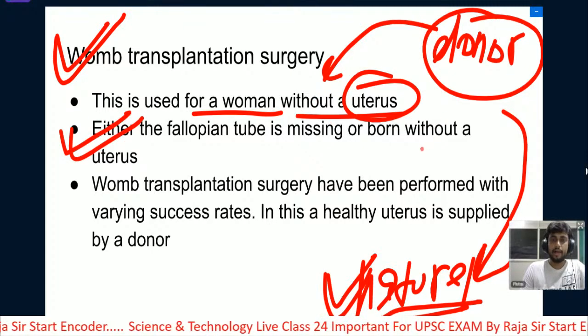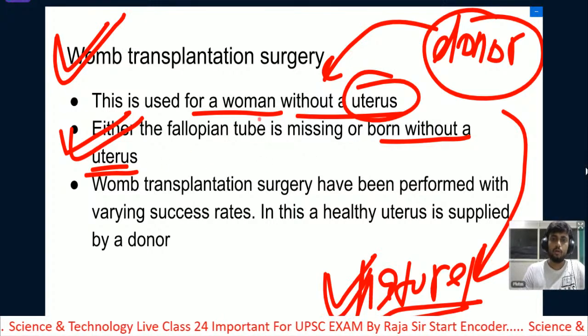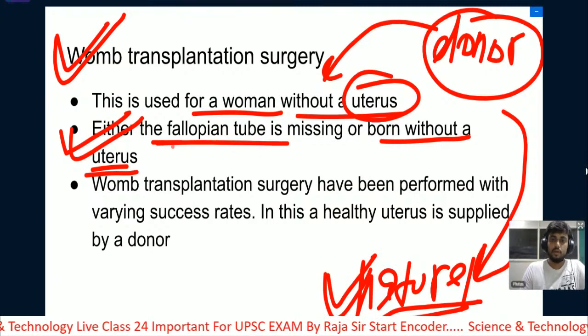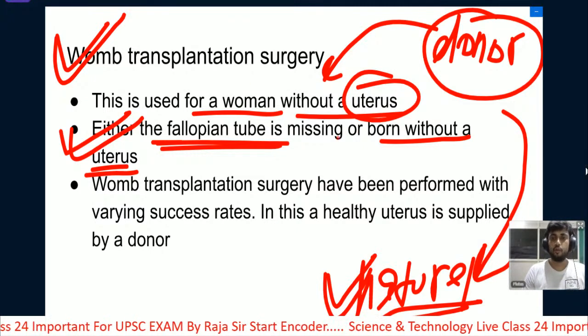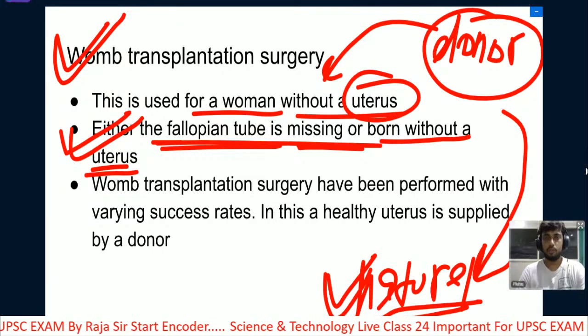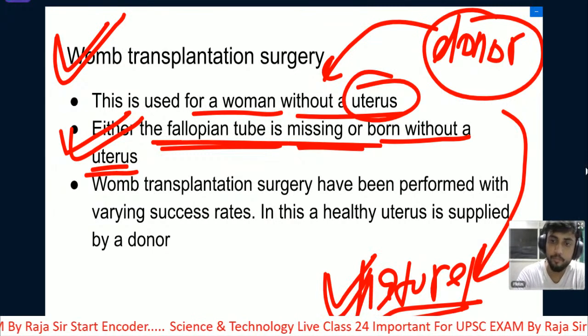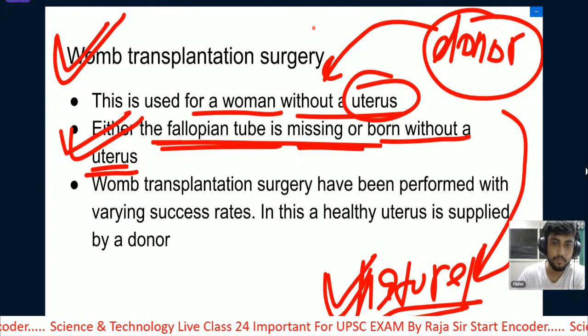Now there are certain females who were born without a uterus, or there are two fallopian tubes and if any one of the fallopian tubes is missing, then for such persons the womb transplantation surgery can be used.